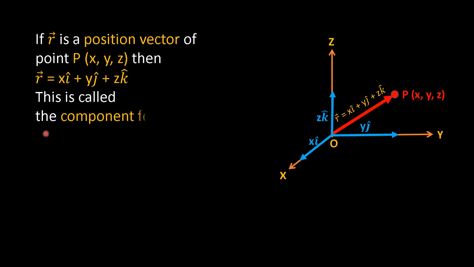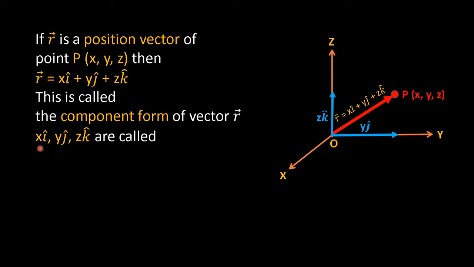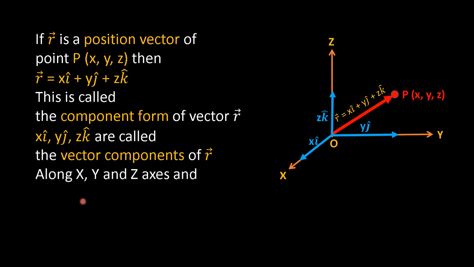This is called the component form of vector R bar. X i cap, Y j cap and Z k cap are called the vector components of R bar along x, y and z axis. The magnitude of the vector is r equals under root x squared plus y squared plus z squared.